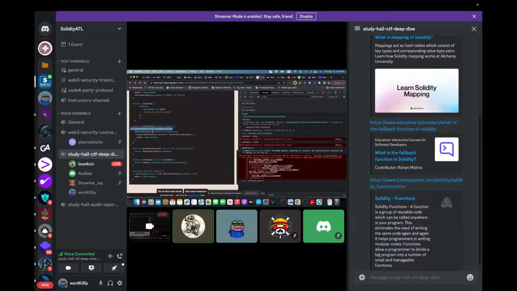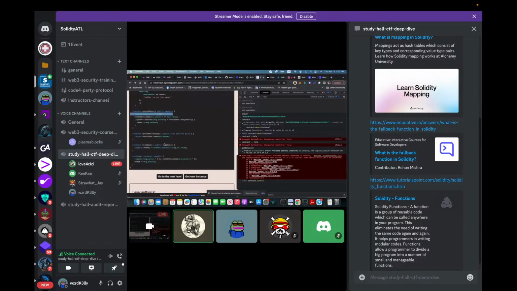If I send one wei to the contract, it triggers the receive function, and I could become the owner because I'm triggering this function. Then after I become the owner, I can call the function to withdraw all the funds. Yeah, no, that's perfect. That's basically the thought process of the attack. That is the flow.